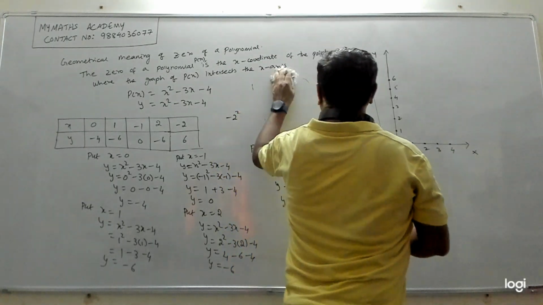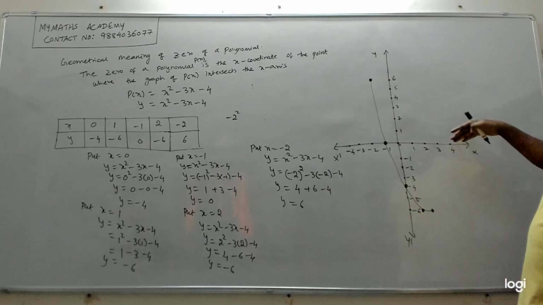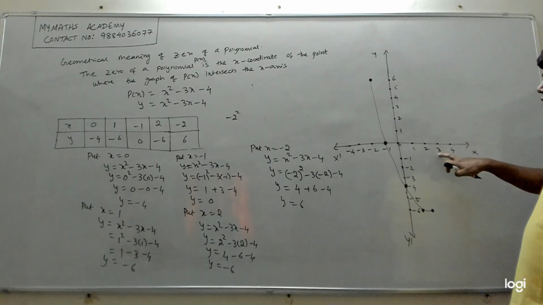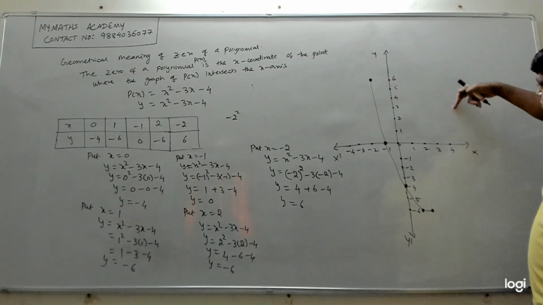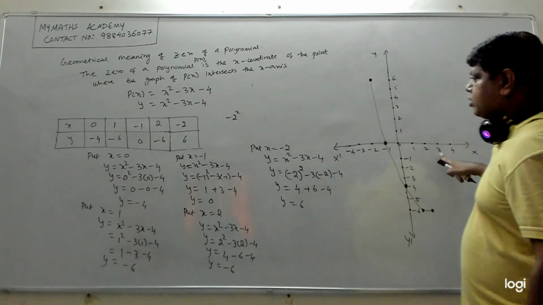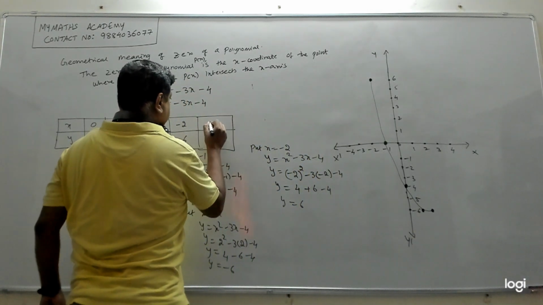So we need some more points. See, we want the curve to come this side. We want the curve to go this side. So it means we need to take some points here. So let's put x is equal to 3, because you want the curve to come like this. You want the curve to be like a U. So take a point x is equal to 3. Put x is equal to 3 here. So we need some more points. Now put x is equal to 3.